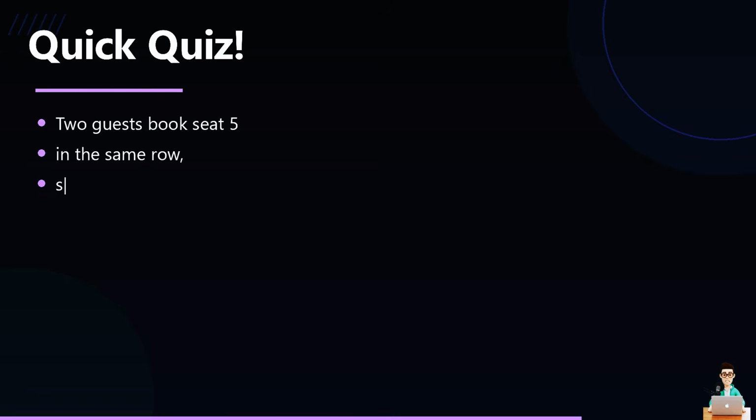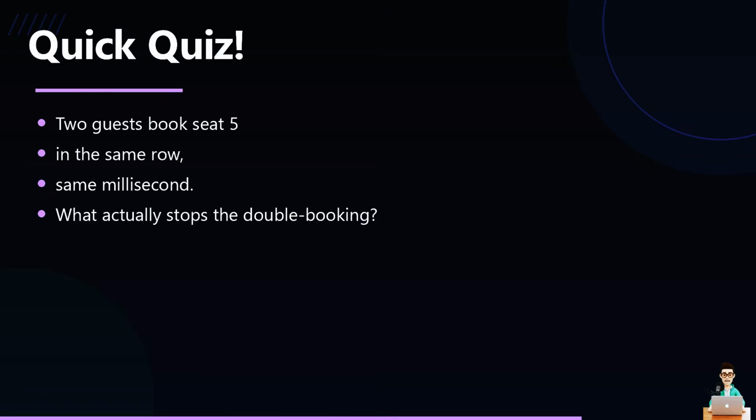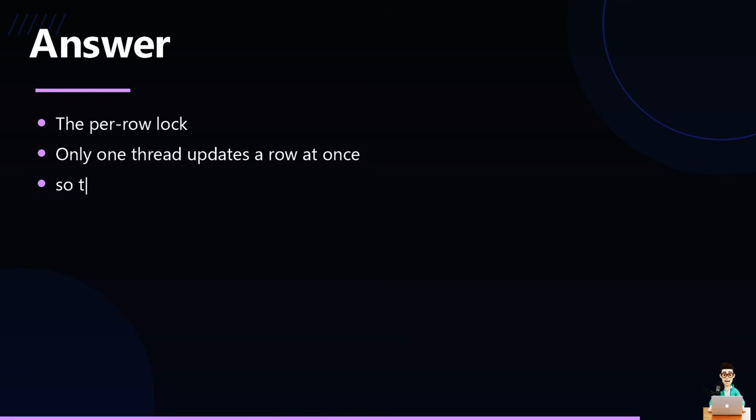Quick quiz. Two guests grab seat 5 in the same row at the exact same millisecond. What actually stops the double booking? Pause and take a guess. Think back to that timing gap we opened with. It's the per row lock. Only one thread can update a given row at a time. So the check and the set happen as one atomic step, no race.